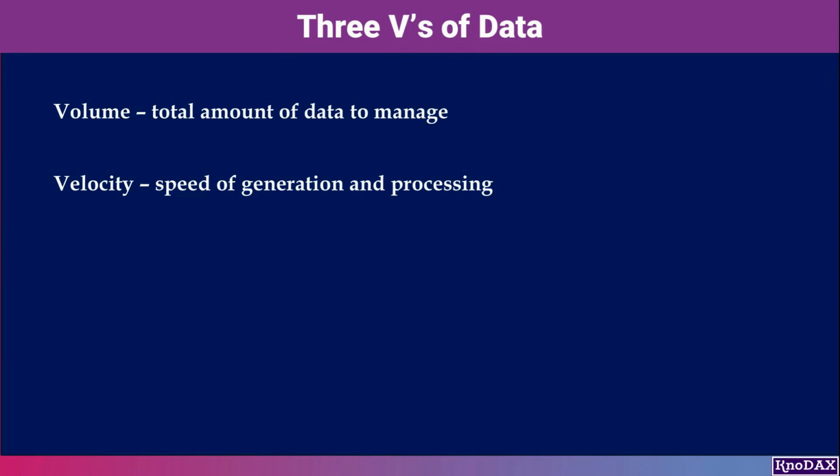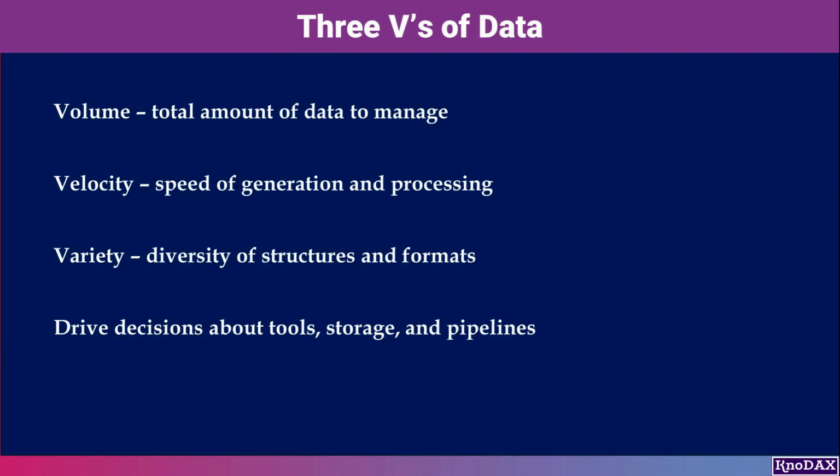With real-time applications, like streaming logs, IoT sensors, and live customer interactions, data doesn't just come in large amounts, it comes fast. The third V is variety, reflecting the diversity of data structures and formats we deal with. From structured tables to JSON logs, images, and audio, data engineering solutions must accommodate all of these formats efficiently. Together, these 3 V's shape the decisions we make about tools, storage systems, compute engines, and the overall architecture of our pipelines. Understanding them helps us design systems that are scalable, reliable, and aligned with business needs.